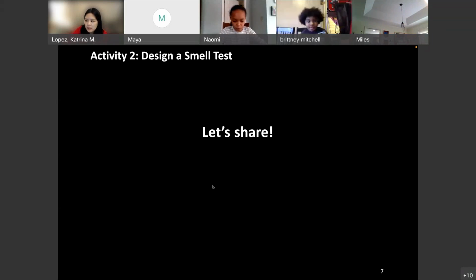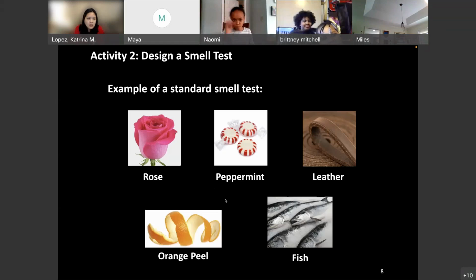Great job, everybody. So here's an example of a standard smell test. You can put in a rose, peppermint, leather, an orange peel, and fish. And these all have very distinct smells, but they're also all very common. We all know what a rose smells like. We all know what fish smells like. So these are very common scents. And that's why we should put things that people know and encounter, not necessarily on a daily basis, but enough that they know and can distinguish that scent.